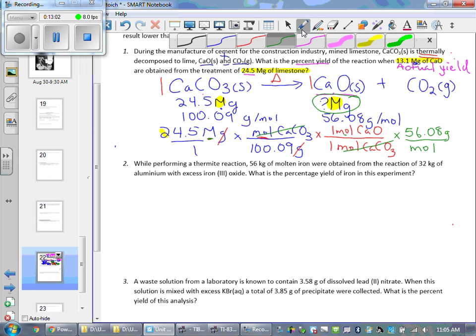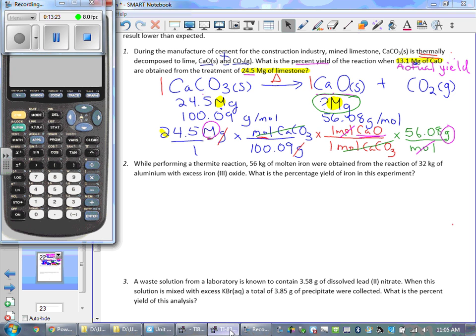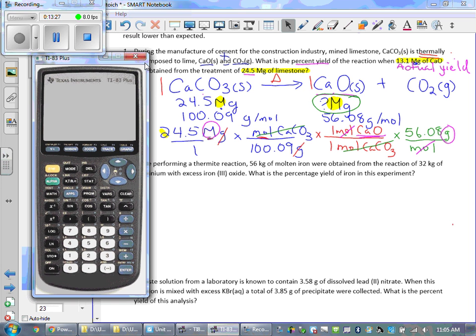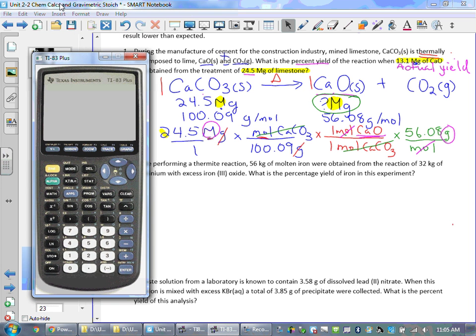So we've got moles divided by moles canceling out, and our units are megagrams of calcium oxide. Do you know what the answer is? So it's megagrams. It's 14.2168. So we can enter this in our calculators all in one go.